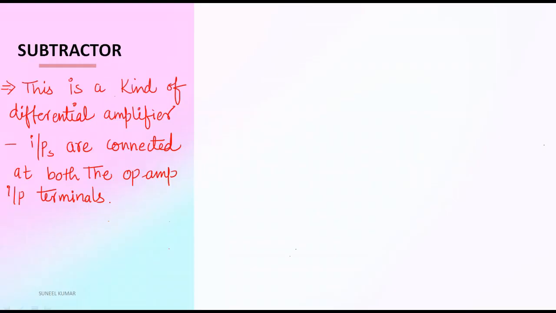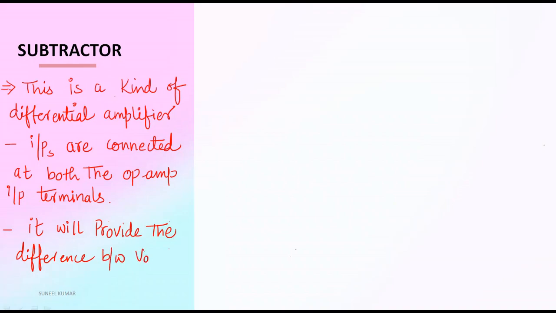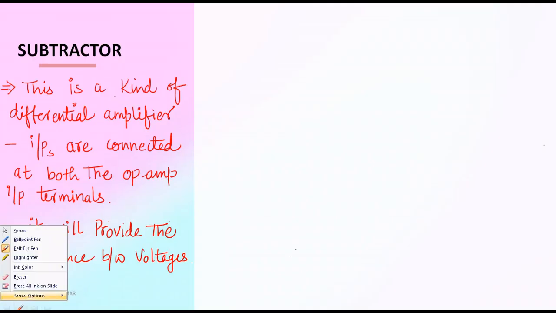So we will analyze this circuit, and subtractor will provide us the difference. It will provide the difference between voltages, the voltages that are connected at both of the terminals. So first we will make its circuit diagram. Then we will analyze how we can get the output of the circuit.